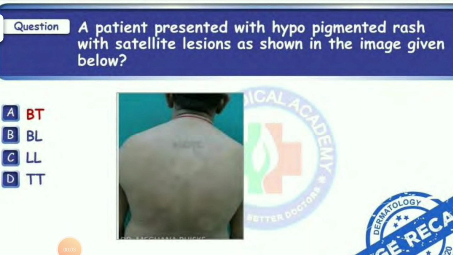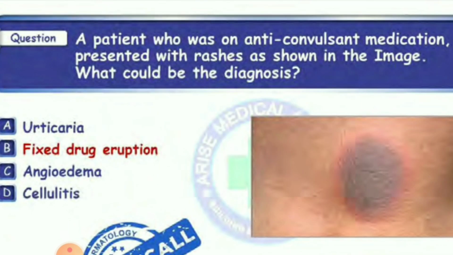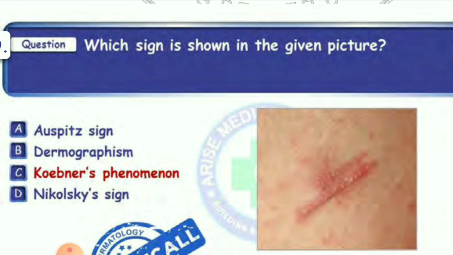Next question. A patient presented with hypopigmented rash with satellite lesions as shown in the image given below. The answer is BT. Next question. A patient who was on anticonvulsant medication presented with rashes as shown in the image. What could be the diagnosis? Fixed drug eruption. Next question. Which sign is shown in the given picture? This is Koebner's phenomenon.